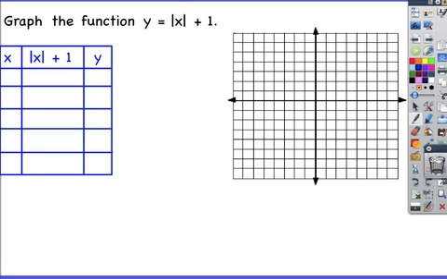Graph the function y equals absolute value of x plus 1. You try this on your own, so pause the movie and resume when you're ready. Go ahead and input your domain.